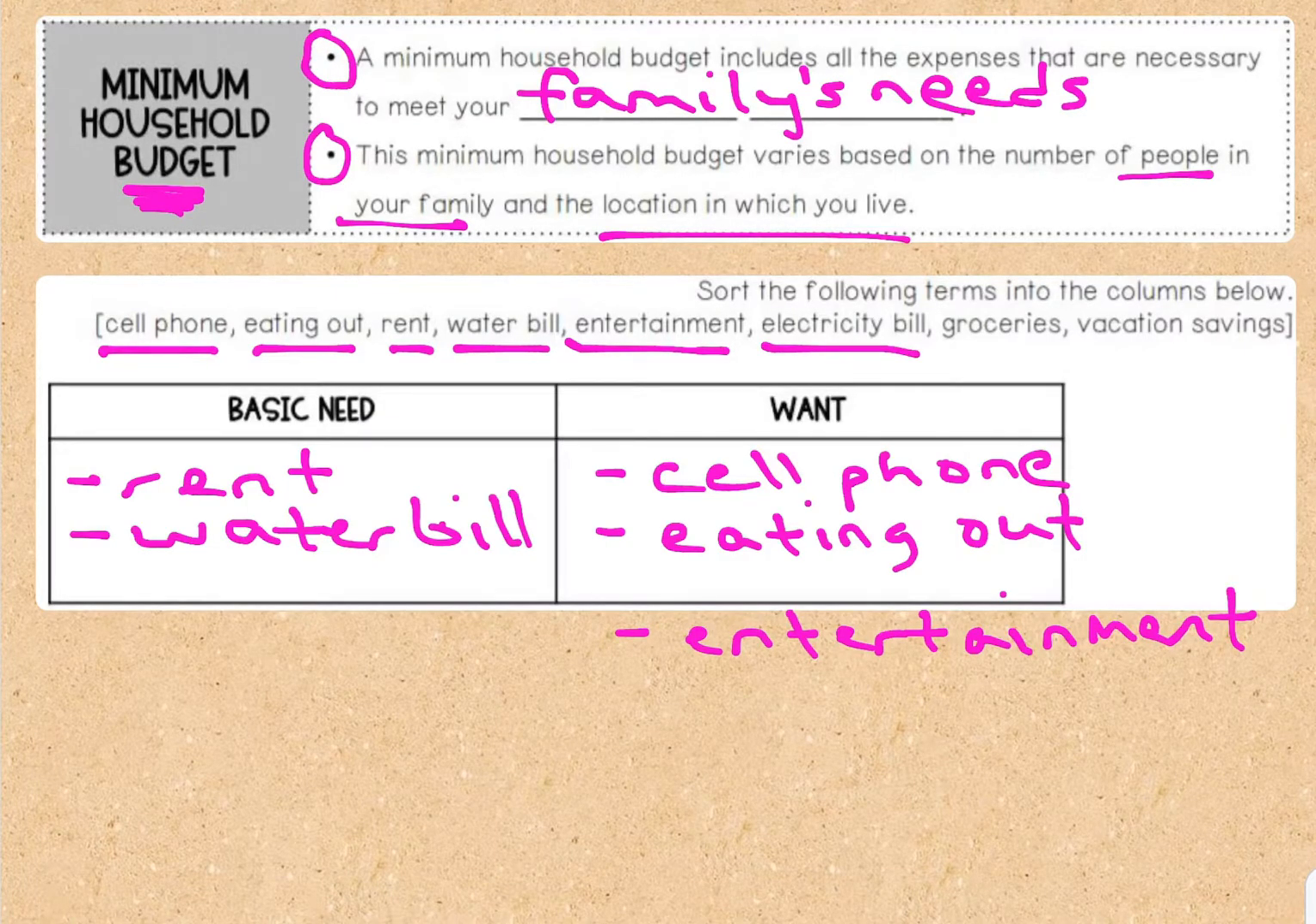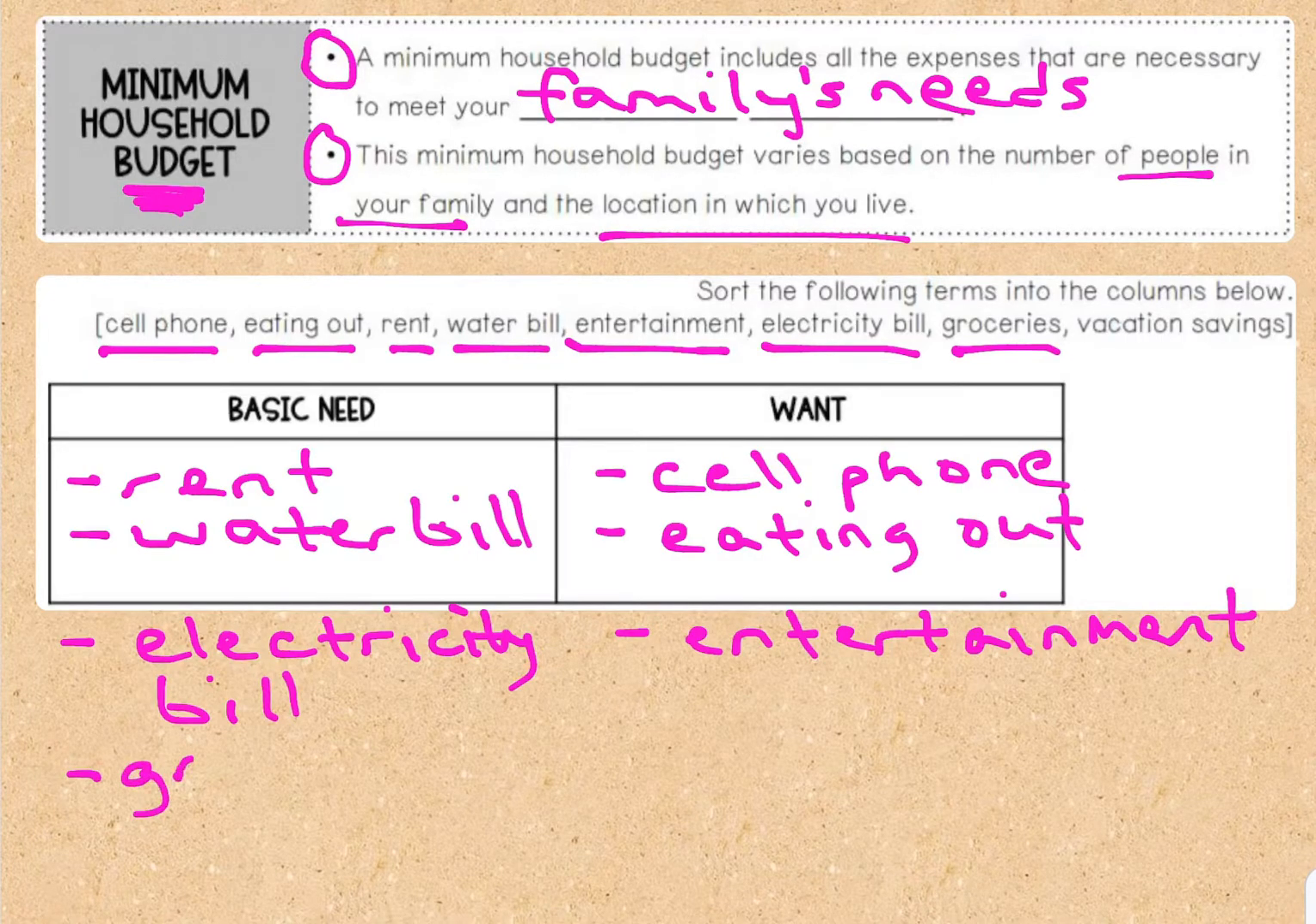Next one is electricity bill. Electricity bill is also a basic need because we have to be able to heat and cool ourselves when necessary, and we need to be able to cook and have lights on to see at night and during the day as well. Next one is groceries.